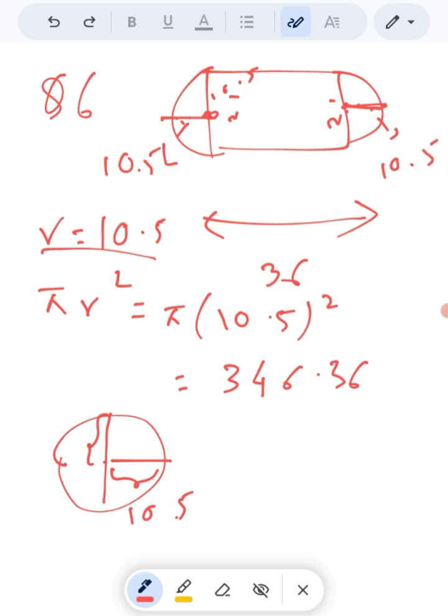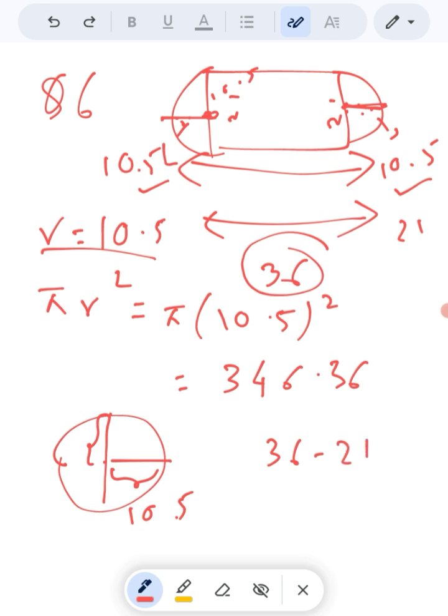Now when I add this 10.5 and 10.5, I get a 21, agreed? And in the question it has been told that 36 is for this entire side, including your radiuses of the semicircle. So what I will do is 36 minus 21. What do I get? 15 as my answer. So this 15 is going to be my breadth of this rectangle, okay?